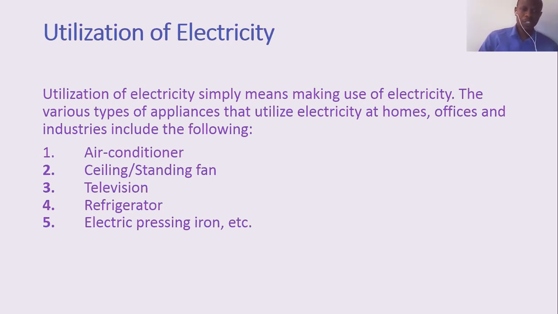We have television, TV. We have refrigerator. We have electric pressing iron. There are so many. We have electric abuka and so many other things that we use electricity for. So let's move on. These are the electricity utilization.